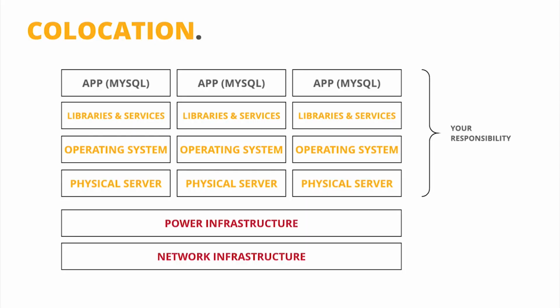If in colocation you move to an additional server, then this extends. We went from 2 servers to 3 servers. That means you have 150% of things you have to maintain. You have to maintain 3 physical servers, 3 operating systems, and so on.